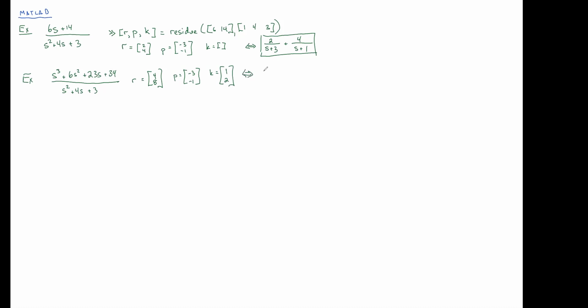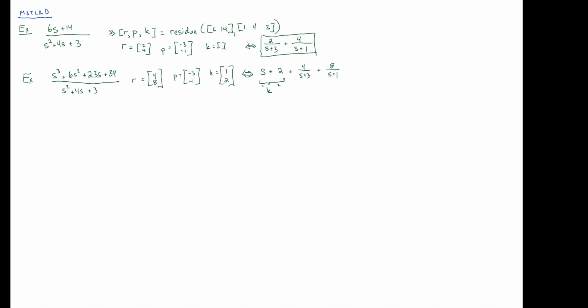And that corresponds to s plus 2. So these are your k. That's your k vector of 1 and 2. S plus 2 plus, and everything else is the same. It's 4 over s plus 3. That's your first part. And then your second part is 8 over s plus 1. And now you can directly transform this.